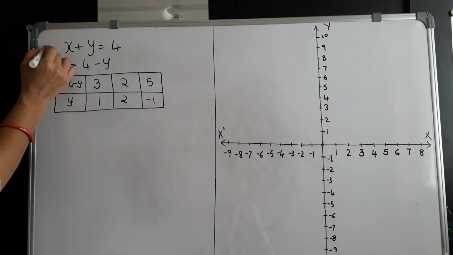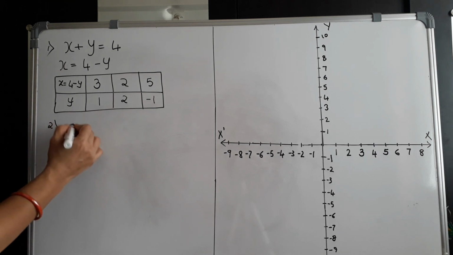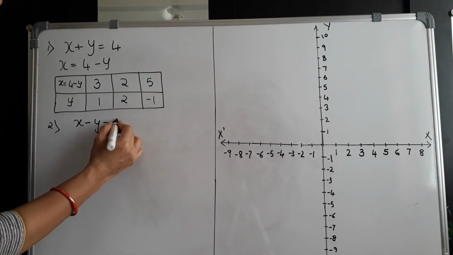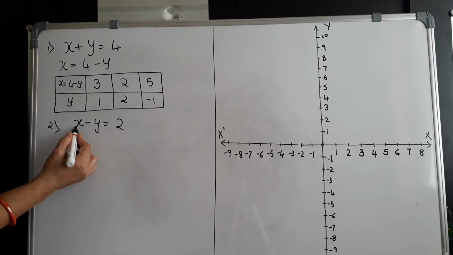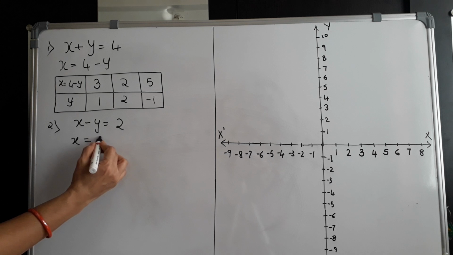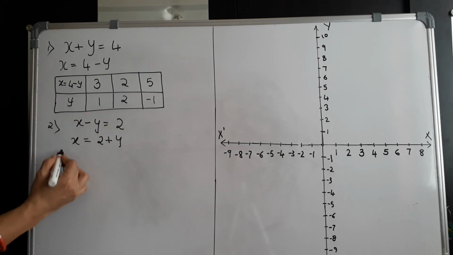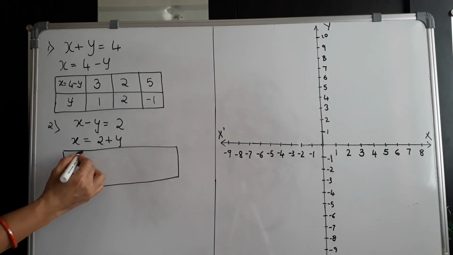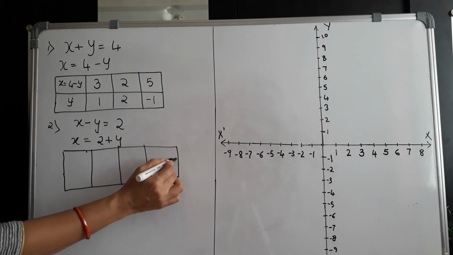Suppose we have another equation which is x minus y equal to 2. Now here again we'll write this equation as x in terms of y, so y will be taken there, so you will get it as x equal to 2 plus y. Minus y comes here, becomes plus y. Again draw a table to get the values.